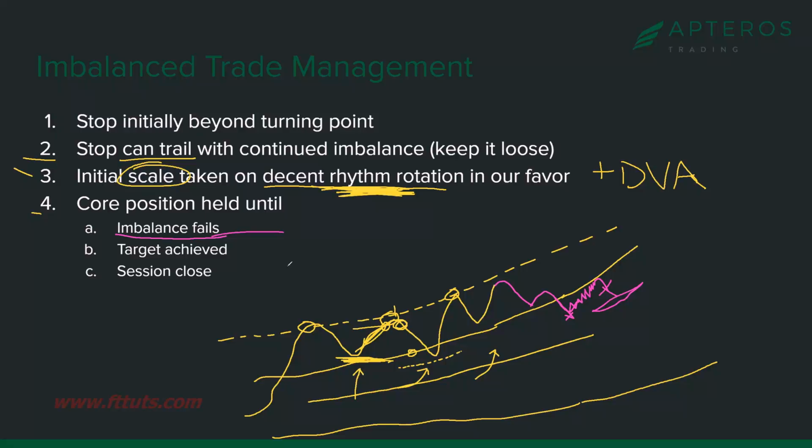So the imbalance could fail on us. That's where we get out of the trade. The target could get hit, right? We could have our destination area up here and you get your target hit or close enough to it and the momentum starts to turn. Call it. Thank you, come again.